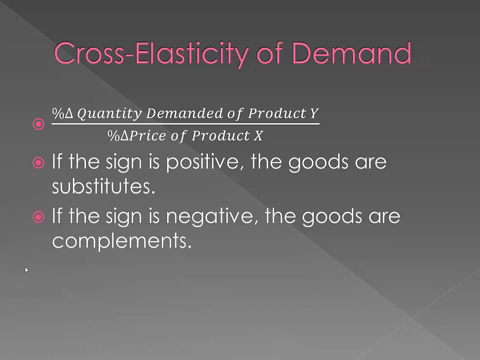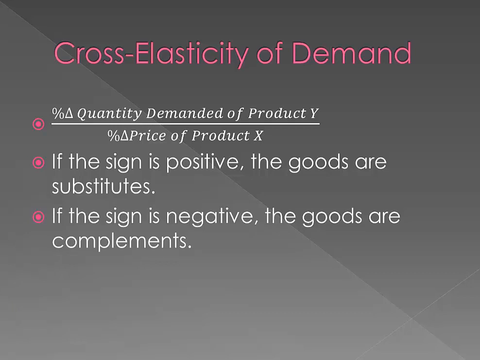Cross-price elasticity measures the relationship between two goods and whether or not they are complements or substitutes. If the sign is positive, it means the goods are substitutes. If the price increases for good A and people buy more of good B, it means that due to the higher price, people are replacing good A with good B.